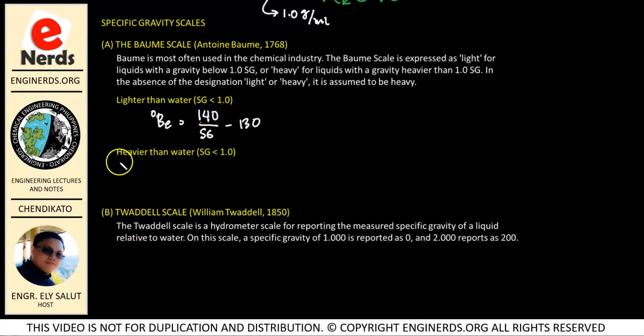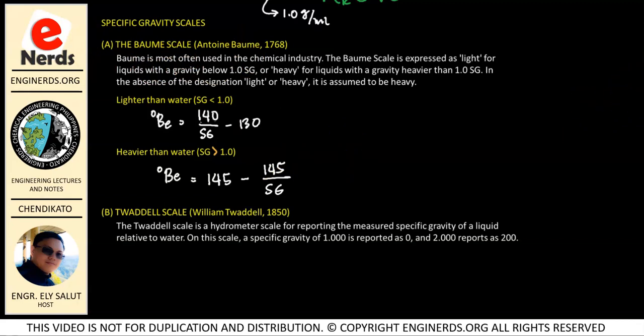Okay, now, if we have heavier than water, I'm sorry, but this is also wrong. This should be greater than 1.0. So, this is greater than 1.0. Okay, so ang gagamitin nating equation for the Baumé scale is the degree Baumé is equal to 145 minus 145 over the specific gravity. Okay, so yan yung dalawang equation na tatandaan natin when we are working with the Baumé scale for specific gravity.